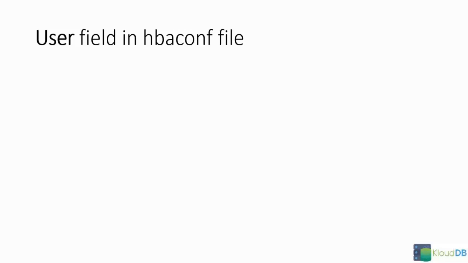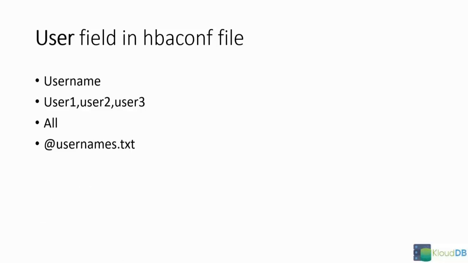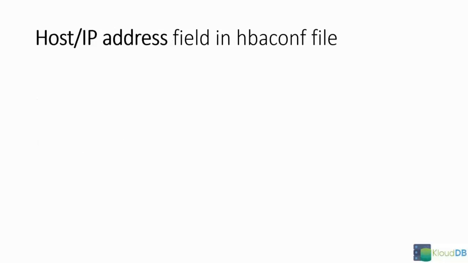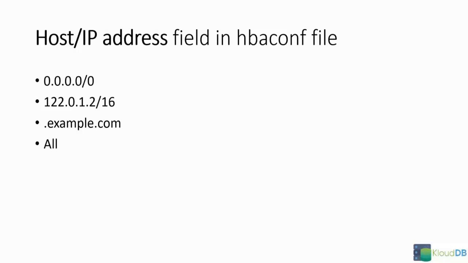The user field is the next field in the config file, where you can give the username or group of users, comma separated, user1, user2, user3, or all users, or usernames.txt, or other files wherein you can give the names of all the users in that file. The next field is the address field. So this means all IPs, or you can give a range of IPs, or you can give anything that matches example.com or all IPs.